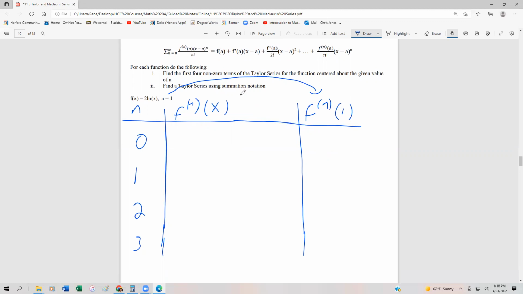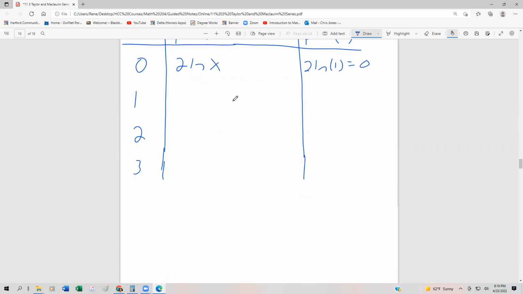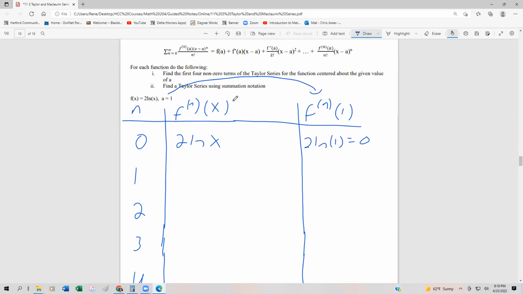Now remember, the 0th derivative is always the original function. And when we substitute 1 back in, this is going to be 2 ln of 1, which is equal to 0. So we know that we're going to need at least a 4th derivative for this. But that's okay. It won't be that bad.